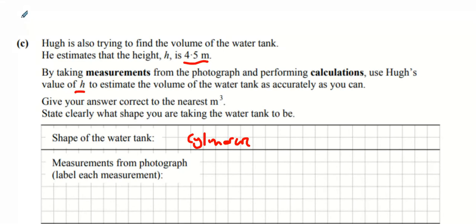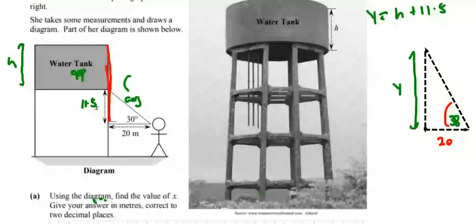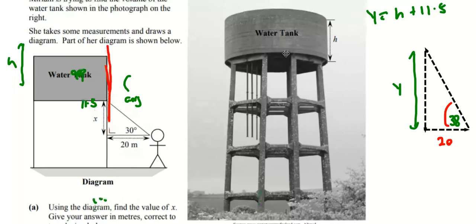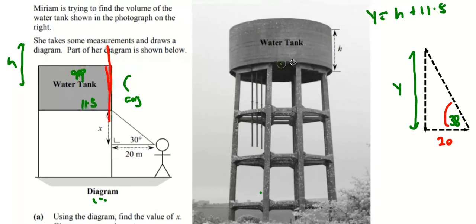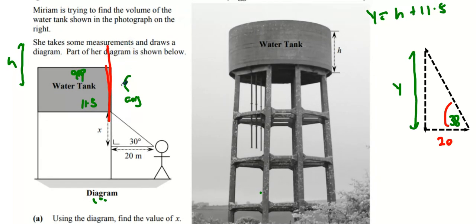Now, we're actually going to have to take measurements here. I don't know what the measurements in your copy are going to be, so this is just going to roughly show you what you have to take. So, taking measurements from the photograph, which isn't great, we use the height of 4.5 meters. I'm going to take the radius from here to here.